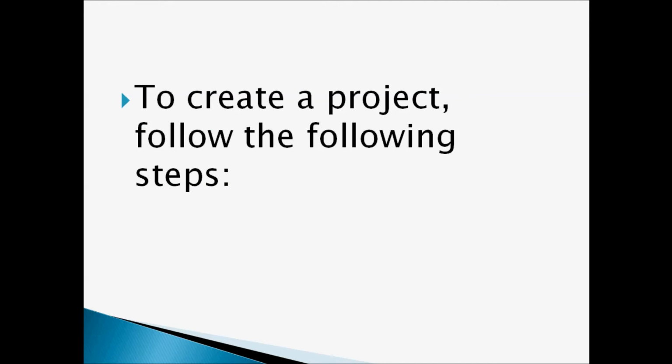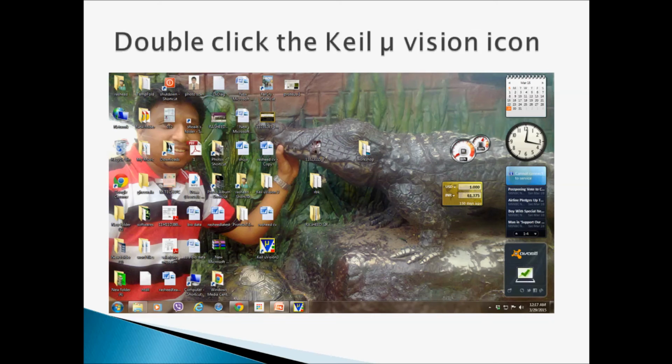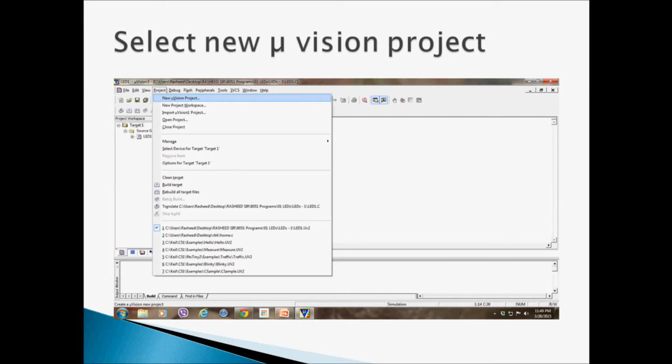Now, how to create a project? We have to follow the following steps. First, this is the desktop of my system. Double click the Keil MicroVision icon. A window will appear. From that one, select Project.